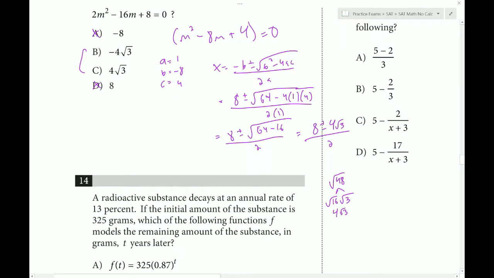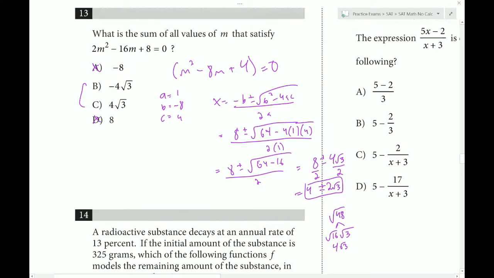Then we can realize that 2 is a common denominator. So we could actually divide each separately by 2. Okay, and then we have 8 over 2, which is 4, plus or minus, and 4 over 2 is 2, so 2 rad 3. We have 4 plus or minus 2 rad 3.